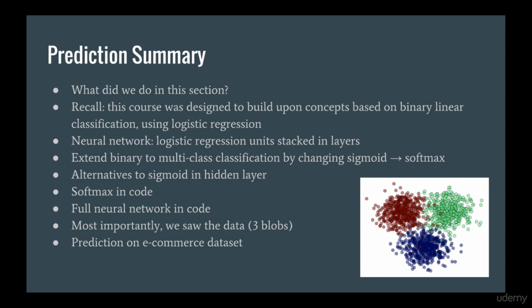Next, we wrote a full neural network in code, incorporating what we know about coding the softmax function. Most importantly, we saw the data we wanted to classify, 3 blobs in two-dimensional space. It's important to be able to visualize what you're doing. Finally, we applied our neural network code to make predictions on our e-commerce dataset, along with some useful pre-processing steps.